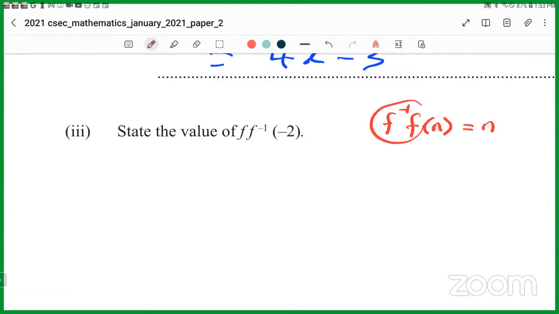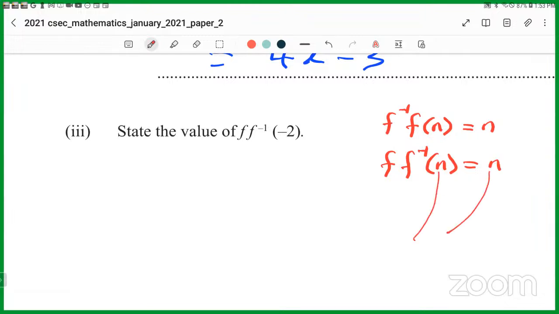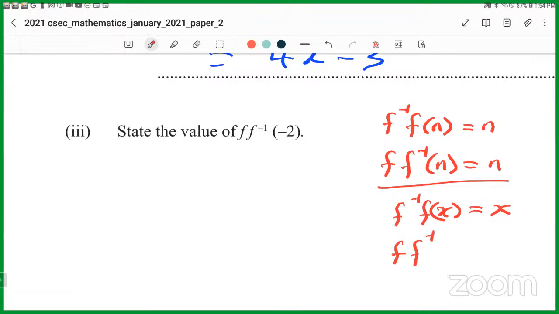And if you reverse these, f of f to the minus 1 of any number is equal to that same number. And so we can put in x instead of the number. So instead we could say f to the minus 1 of f of x must equal x, and f of f to the minus 1 of x must equal x. Because the f to the minus 1 does something, and the f just reverses it.